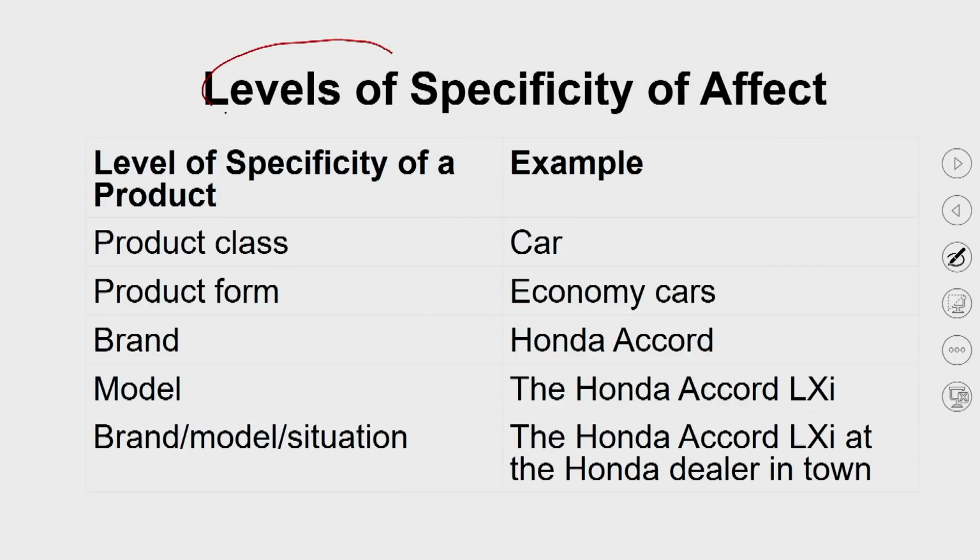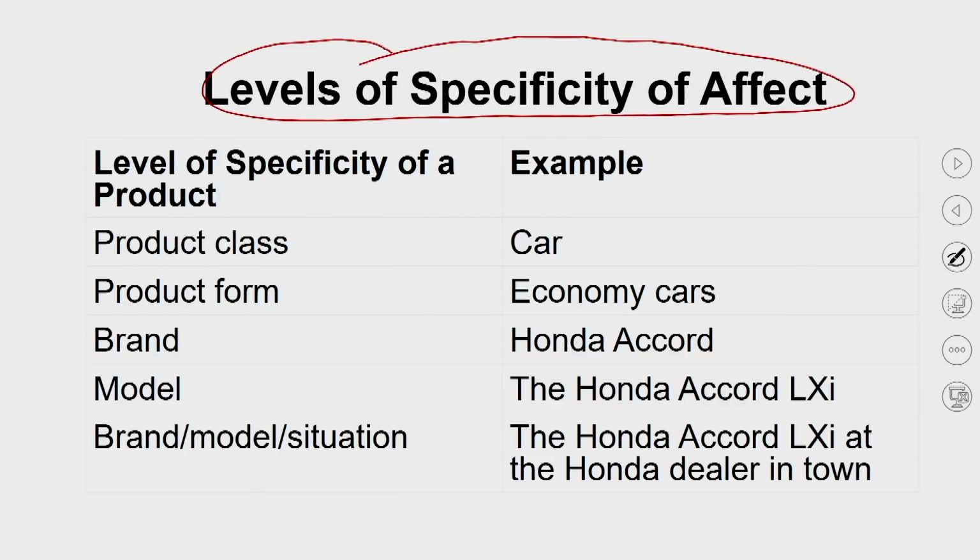And so, for example, I have taken this level of specificity of affect. You can have affect for a particular product, you can have affect for a particular product class, or you can have it for a particular category of products, for a particular section of product. For example, look at this level of specificity for product.